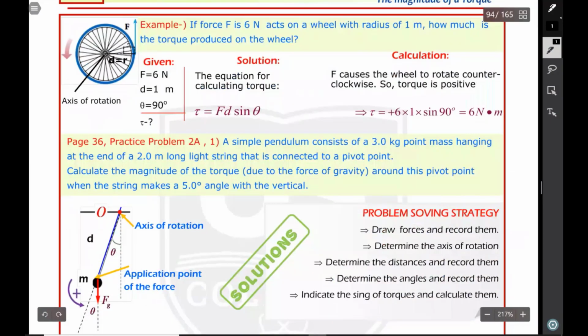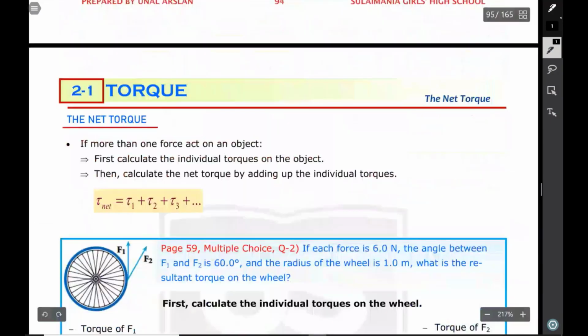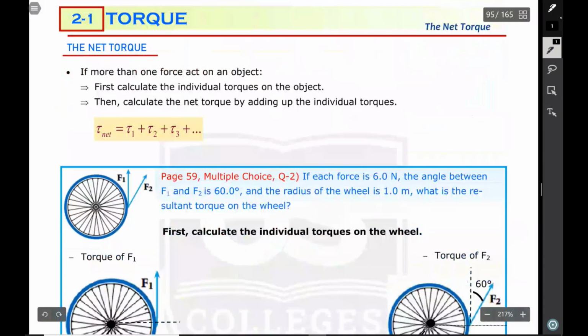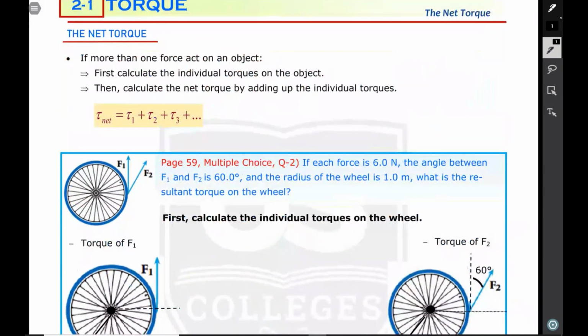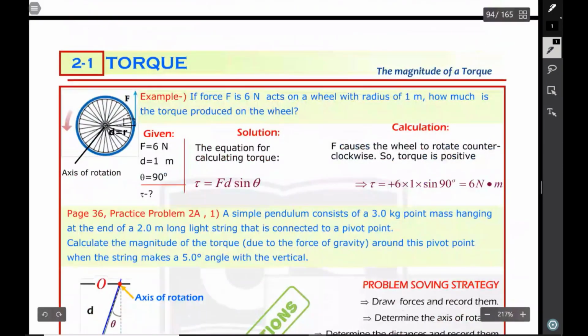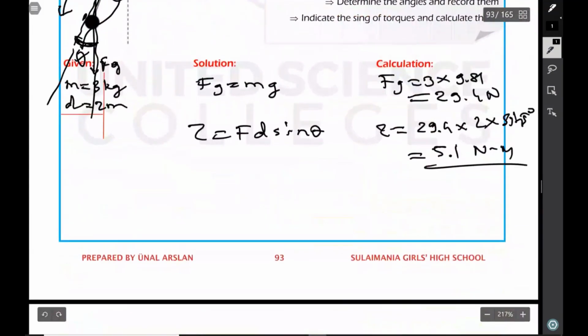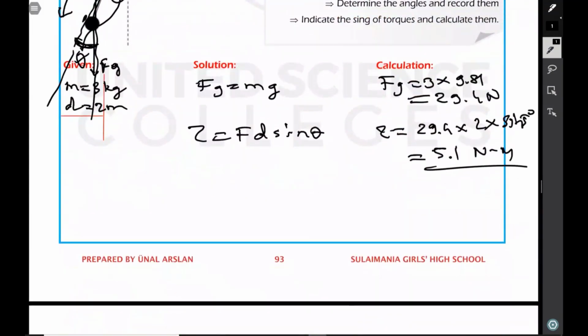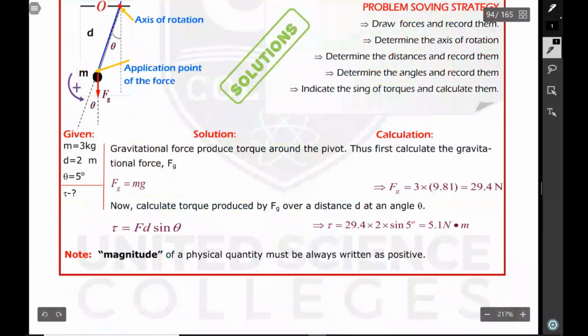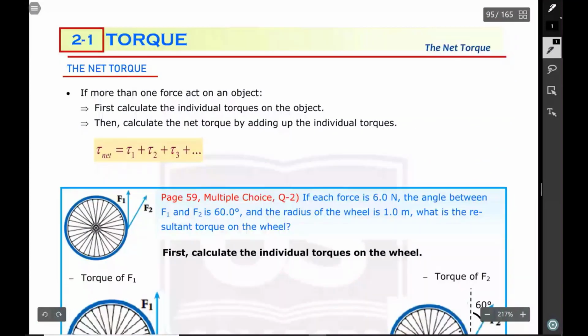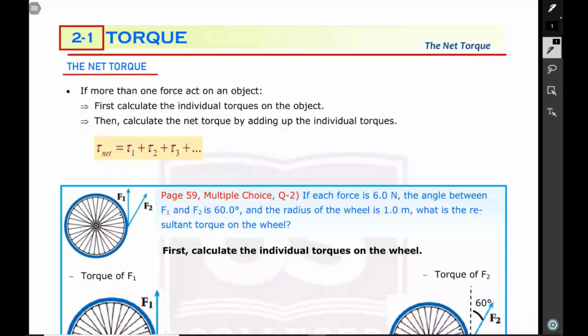We will continue solving other problems. But before that, I'm going to define one more thing to you. Here we have one force, gravitational force, and torque is asked only because of gravitational force. But in several problems, you will see that there is more than one force. And if more than one force acts on an object, every force can produce a torque.